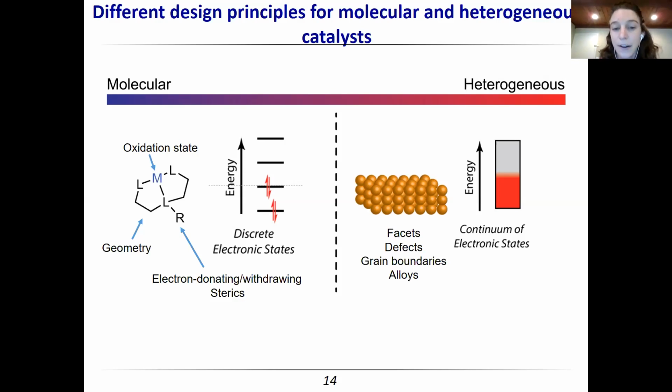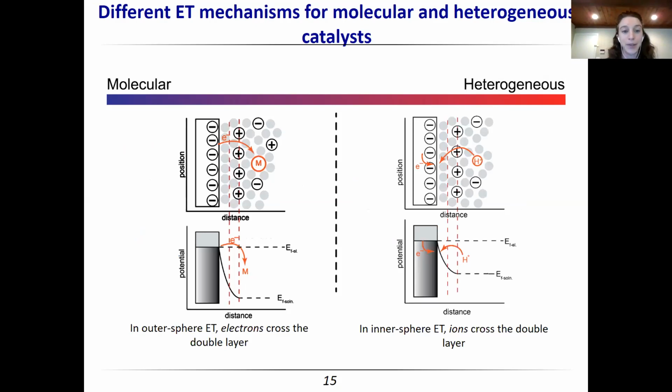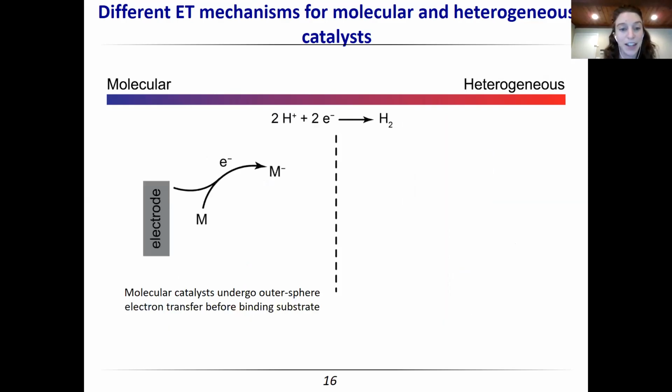So that's one challenge. I already walked you through the different mechanisms. So molecules are going to be going through outer sphere. Electrode surfaces are going to be going through inner sphere ET mechanisms, and that does have a benefit in catalysis. So let's take hydrogen evolution reaction as an example. If I have a molecule that's going to catalyze the reaction, it's acting as what we would call a redox mediator. So the molecule that's doing the catalysis, which I've shown here as M, is the substance that's going to be accepting electrons from the electrode directly.